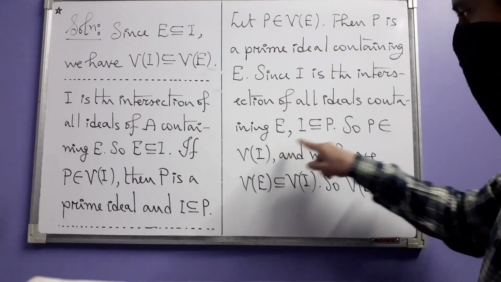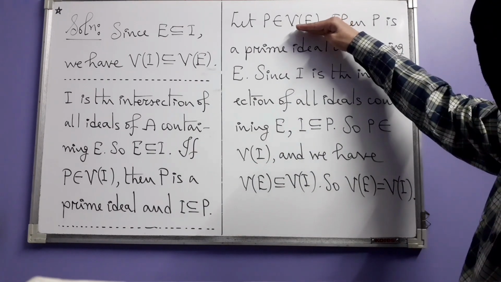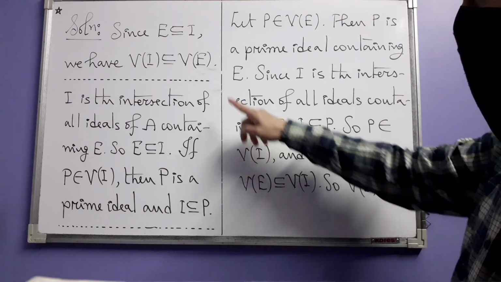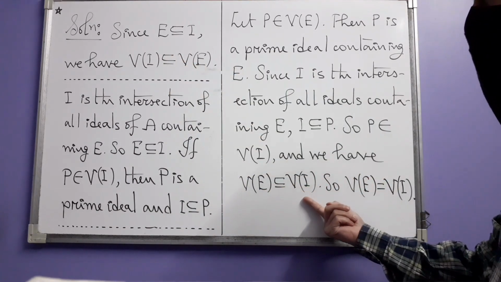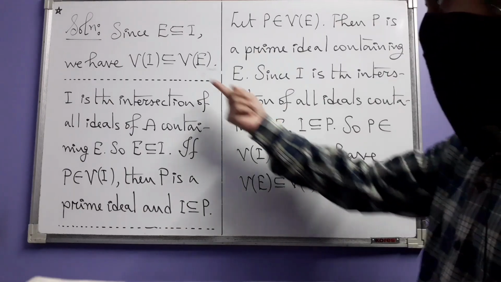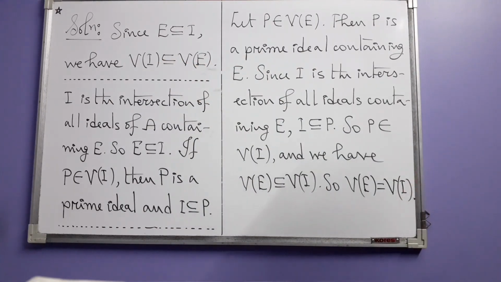So by definition of V of I, P belongs to V of I. So that's how any element here is also here. So that means V of E is also a subset of V of I, just like V of I is a subset of V of E. So that's how they are equal.